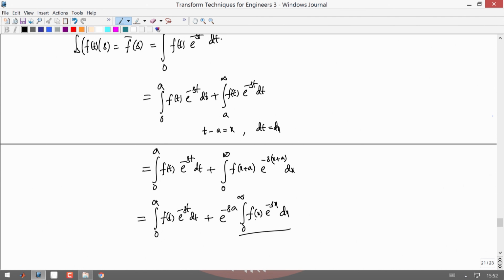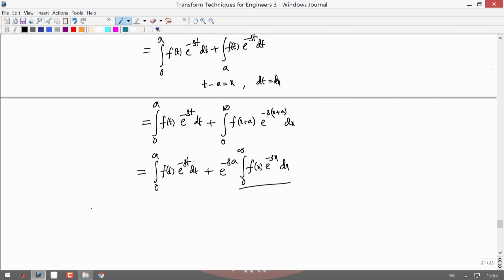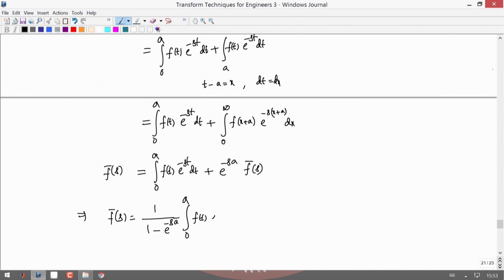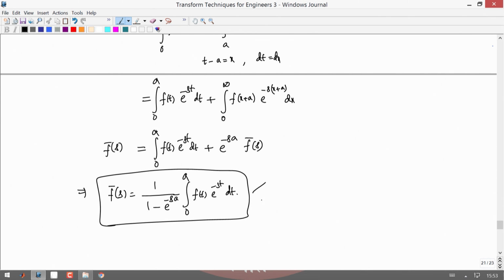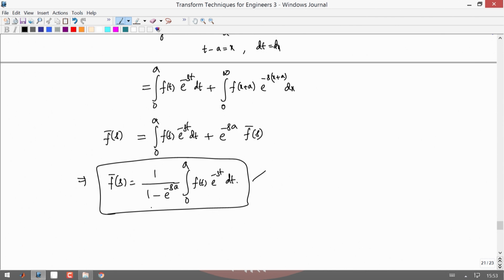This is nothing but the Laplace transform of f, so this is f bar of s, and the first is also f bar of s. If you combine these, the result is f bar of s equals 1 over 1 minus e power minus sa times the integral of f of t times e power minus st dt. So if you know a priori that it is a periodic function, you can simply evaluate this integral, and that is enough to get your Laplace transform.